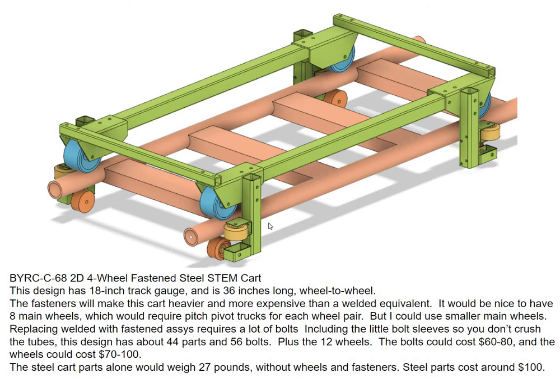But you could make a fastened cart, and this is a design. The steel alone in here weighs 27 pounds, quite a bit more than the welded design. And then you have the weight of the 56 bolts and everything. The tube steel, I'm estimating, cost around $100.